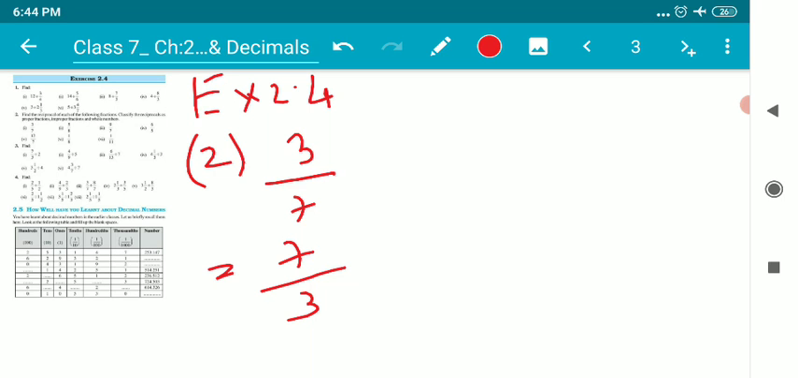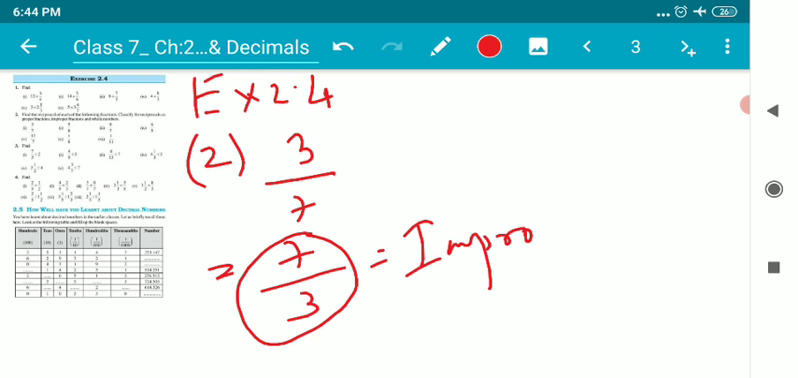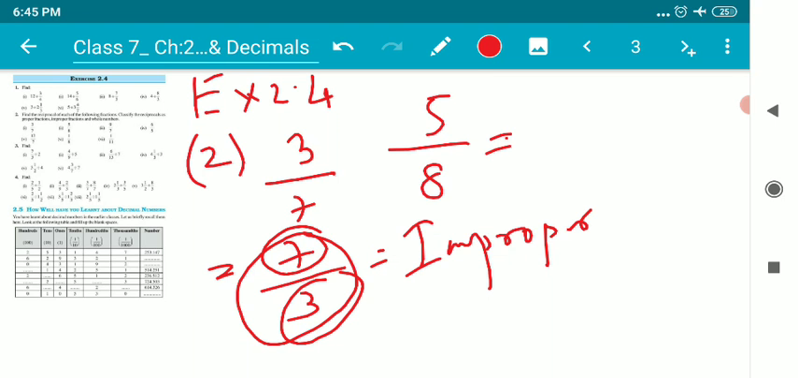Once I find the reciprocal of this number, what is the type of this fraction? This is an improper fraction, because the numerator is bigger and the denominator is smaller. Let us try the next one. It's 5 by 8. The reciprocal of 5 by 8 is 8 by 5, and this is also an improper fraction.